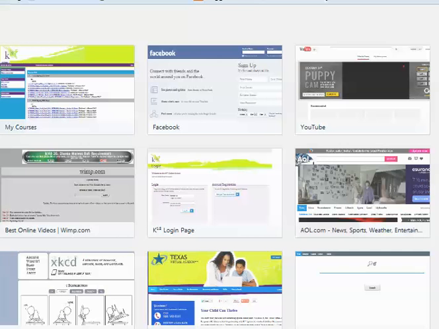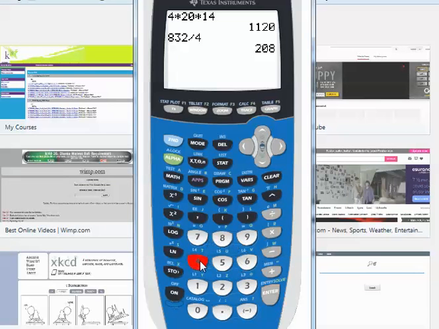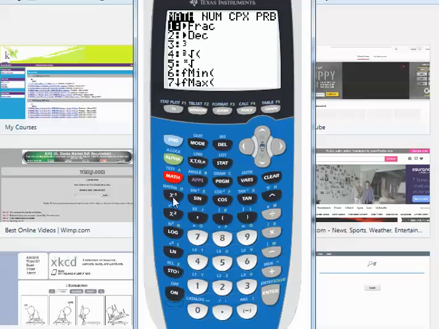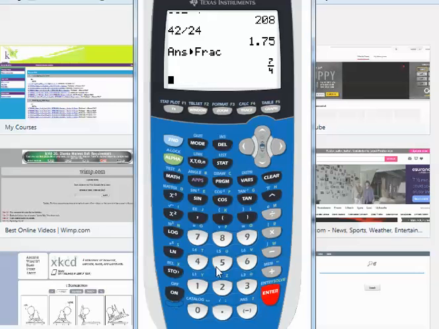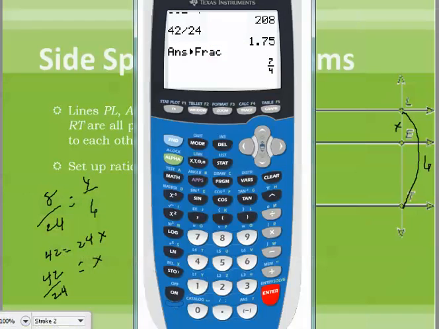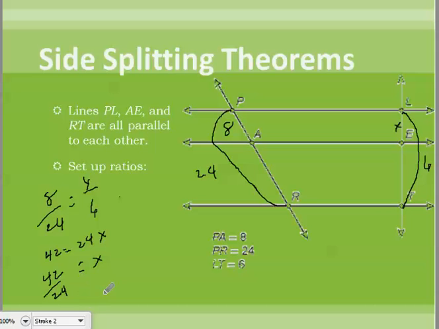Well, I don't know that one off the top of my head, so I'm going to do this. 42 divided by 24, and that gives me 1.75. Or if you wanted to look at it as a fraction, you'll get 7 over 4. Okay? So I get 7 over 4 as an answer, 7/4 or 1.75. So x is going to be equal to 1.75 or 7 over 4. That's what this distance here is. Okay? No problem.